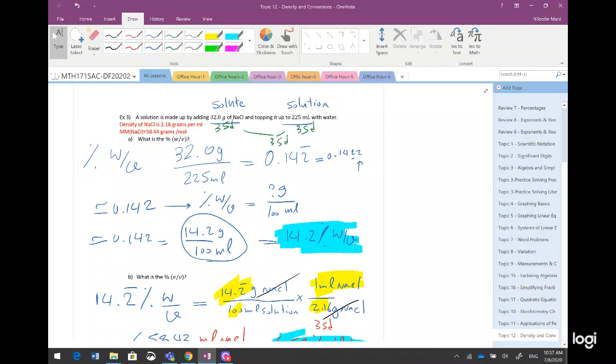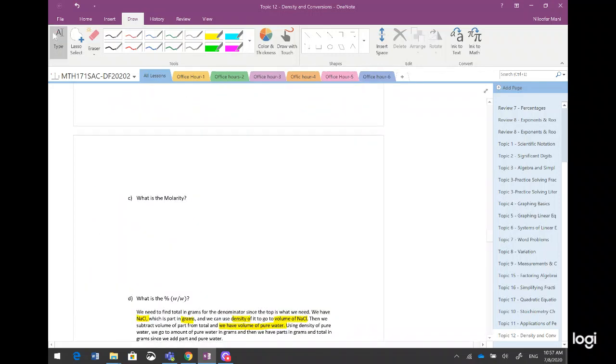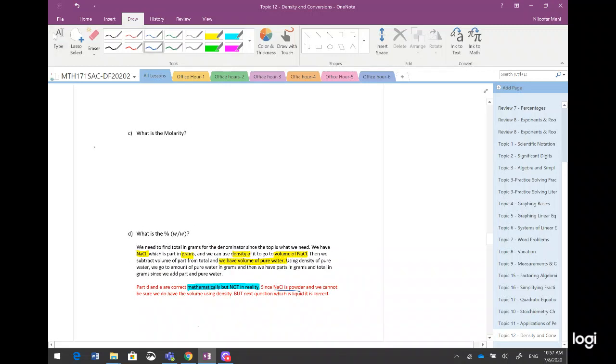I can change both of them. How do I use molar mass? Okay, so I have 14.2. Again, I use forever because I don't want to use a rounded answer. So gram NaCl over 100 milliliter of solution.